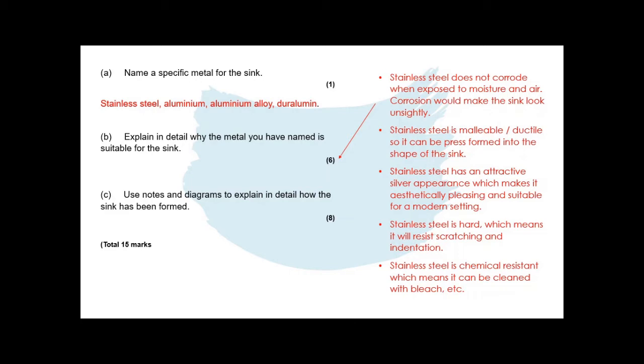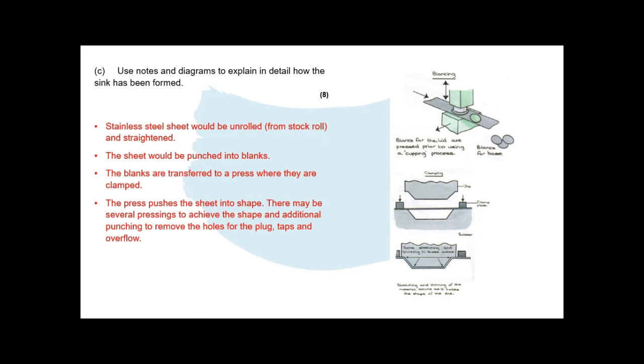And then C, use notes and diagrams to explain in detail how the sink has been formed. That will have been done with blanking. There is a diagram on the right hand side to explain blanking. Now, in the exam paper, they're not going to expect a perfect, well-drawn thing as long as your diagram is clear. The best thing to do is draw your diagram out, and you can have bullet points next to it just explaining it.